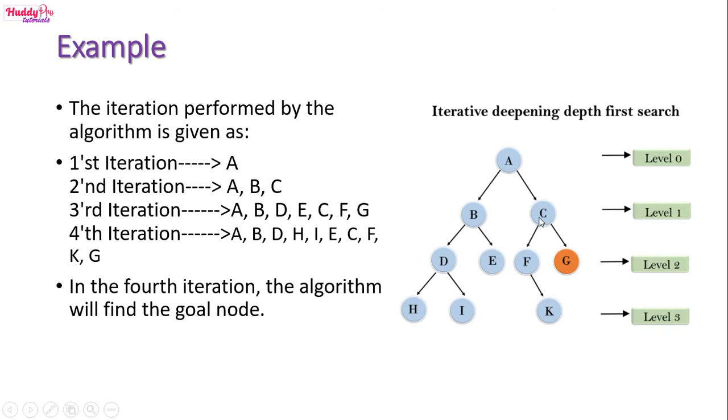So you are seeing even if it reaches F, it has to go deep, then it goes back to G. So we are saying in the fourth iteration, the algorithm will find the goal node. So we shall stop there. Okay.